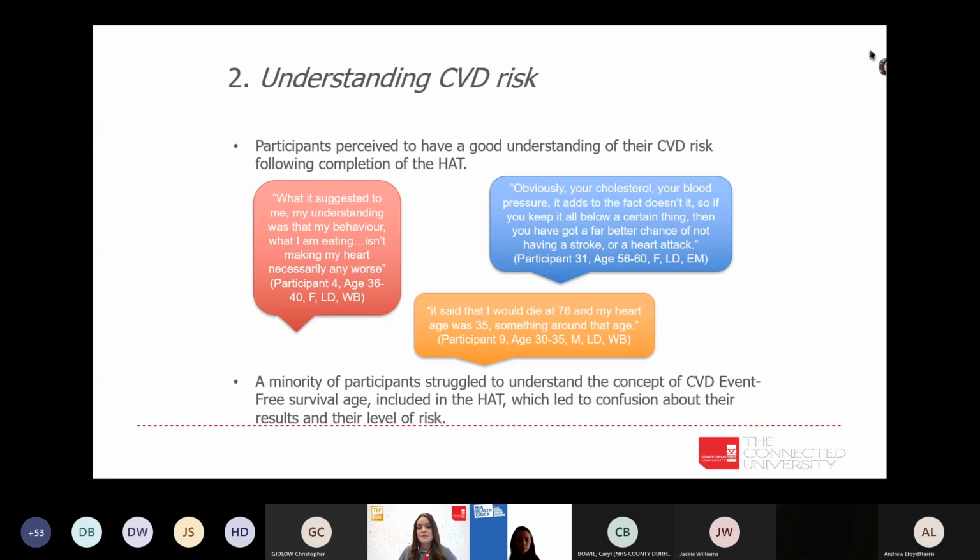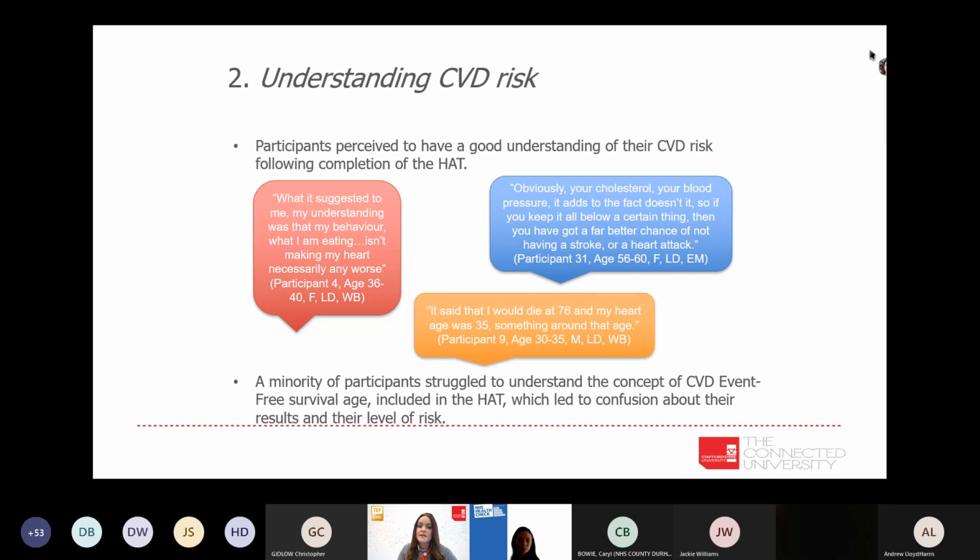A minority of participants did not appear to understand the concept of CVD event-free survival age included in HAT, which led to confusion about their results and their level of risk. So that's reflected in the orange bubble. "It said that I would die at 76 and my heart age was 35, something around that age." So instead of interpreting CVD event-free survival age as an age at which their risk would increase, they perceived it as an estimated age that they would die. So that was slightly concerning there.